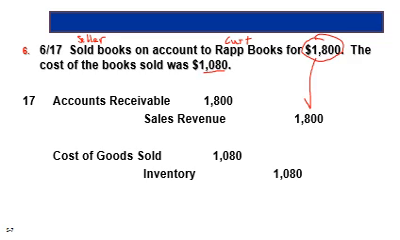So we have 2 steps. We got to do the sale, and then we got to do the cost of goods sold. Okay, so pretty straightforward. Accounts receivable and sales revenue, cost of goods sold, and inventory. The sales revenue should be greater than the cost of the goods sold because you want to make money on this.